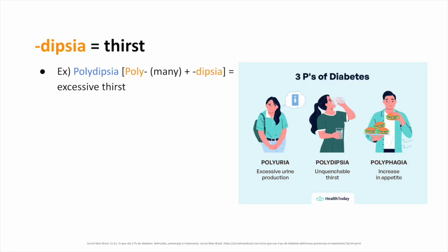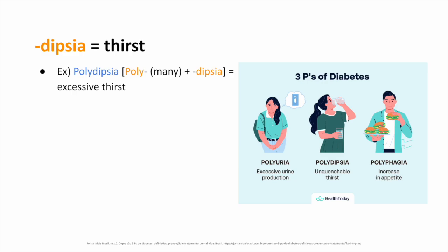Suffix dipsia is a suffix that means thirst. So one example is polydipsia. Poly, a prefix that means many, plus dipsia, so many thirst, excessive thirst, it means. And to the right, I attached a diagram that shows what's called the 3 P's of diabetes.